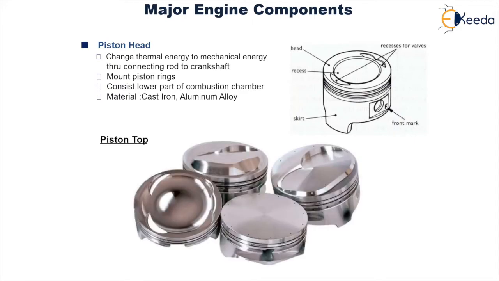These are examples of different types of piston top. Here you can see that this is the flat piston top. Here it seems to be a dome-shaped piston top. Here you can see that recesses are present on the piston head or the piston top.